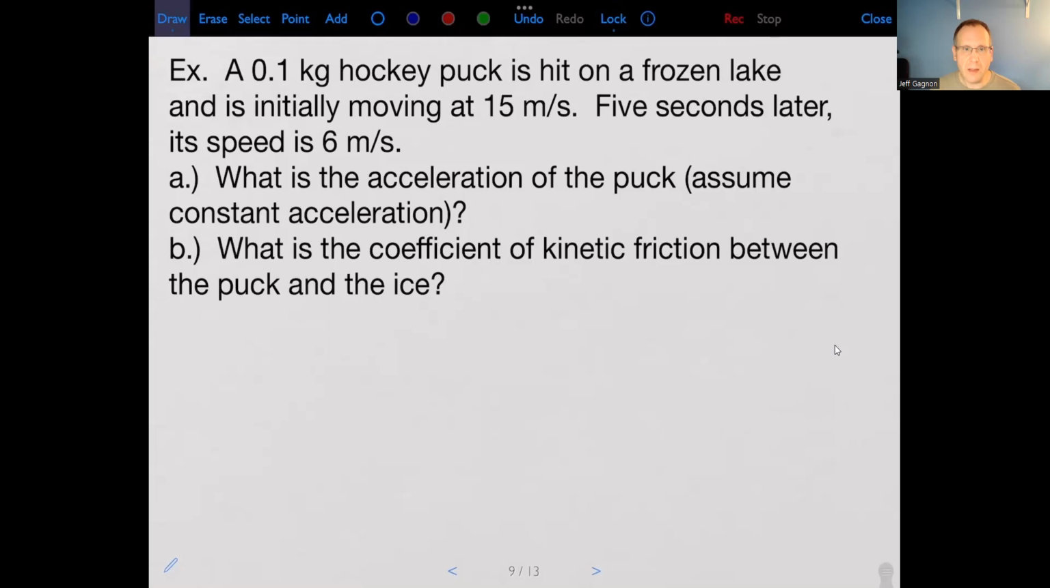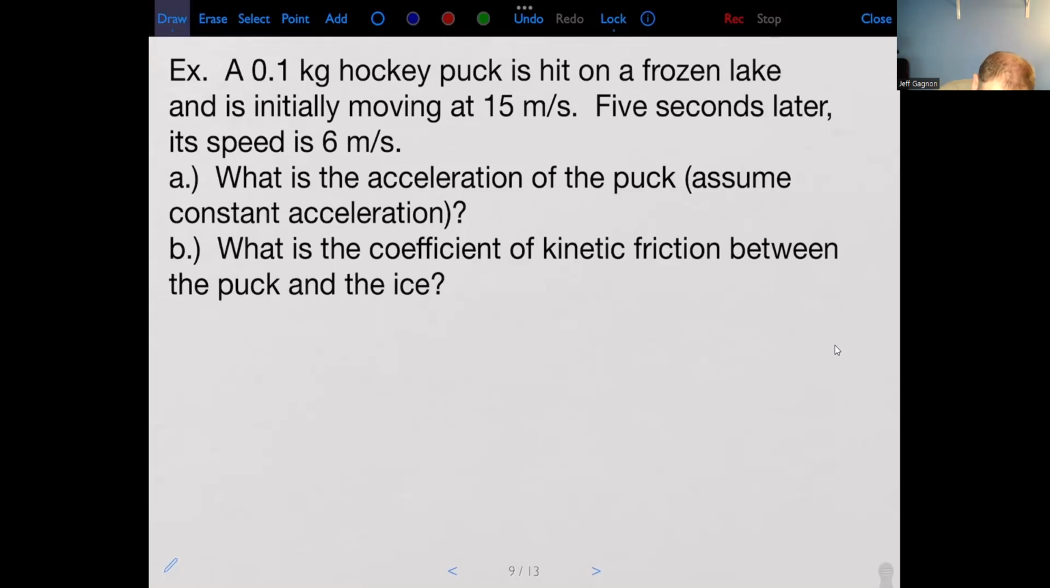We want to figure out what the acceleration of the puck is, and we'll assume that we have constant acceleration again. So this again will involve kinematics. And then once we have that information, we want to figure out ultimately what the coefficient of kinetic friction is between the puck and the ice.